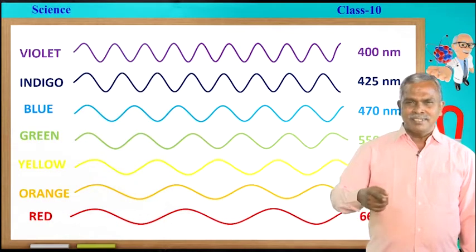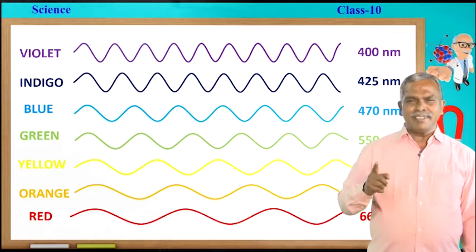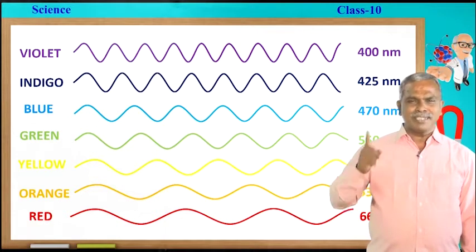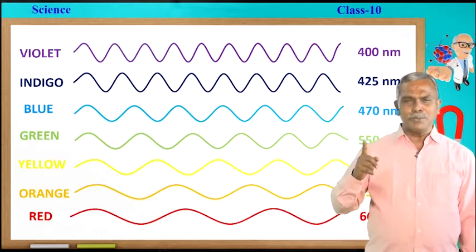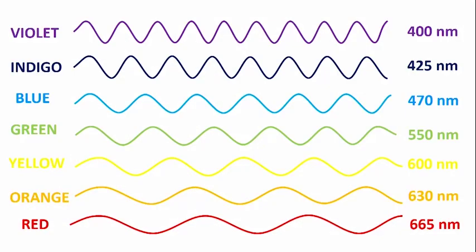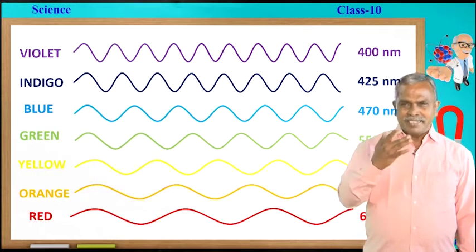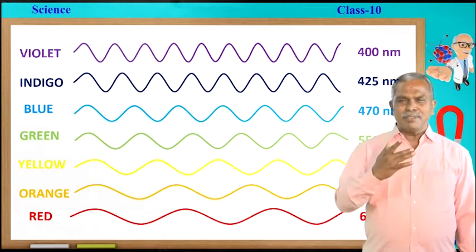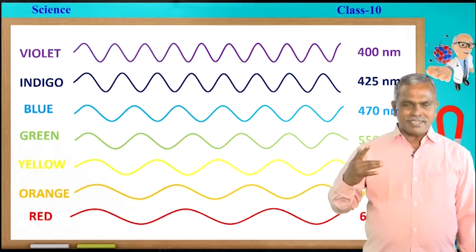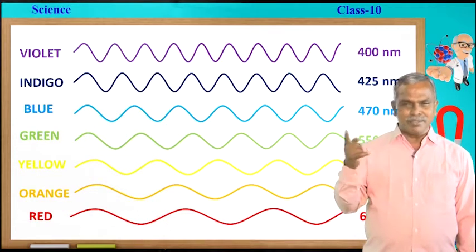Before that, you know the sunlight is composed of totally 7 colors: violet, indigo, blue, green, yellow, orange as well as red. This is the wavelength of all these colors. You know what is the meaning of the wavelength? The light itself is called a wave. The distance between 2 consecutive crests or troughs is called the wavelength.